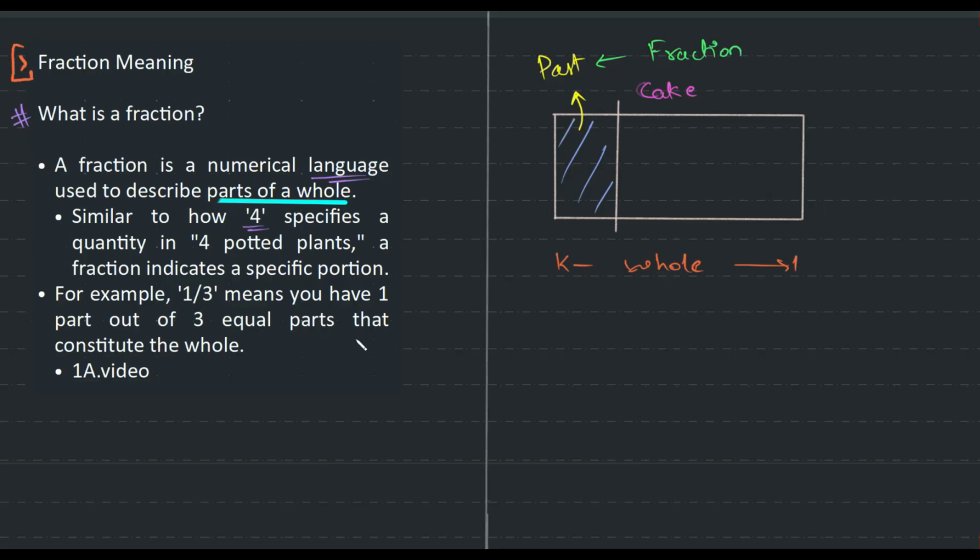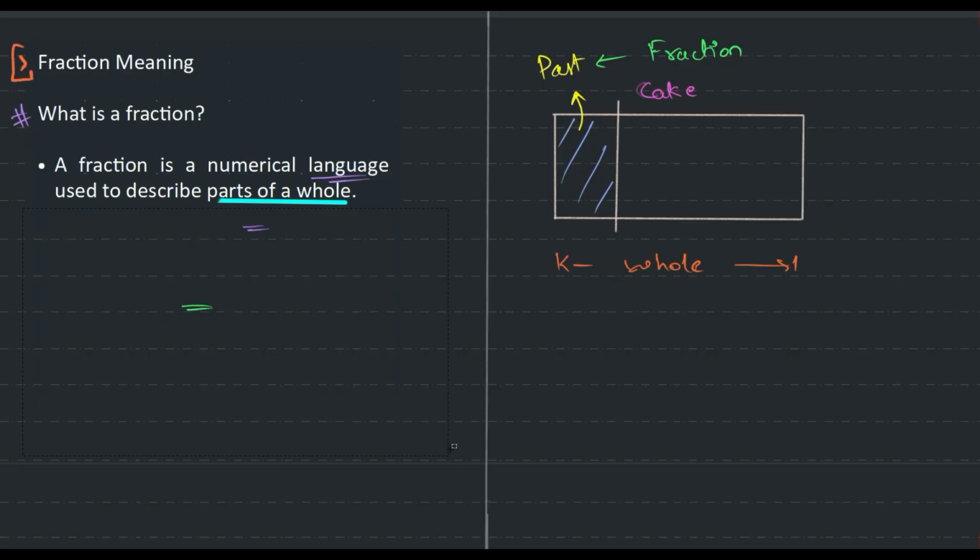Fractions are part of a whole. For example, 1 by 3 talks about 1/3 of a whole. This is an example of a fraction. So more than anything else, you just have to know this: fractions are part of a whole. As simple as that. This is good enough.